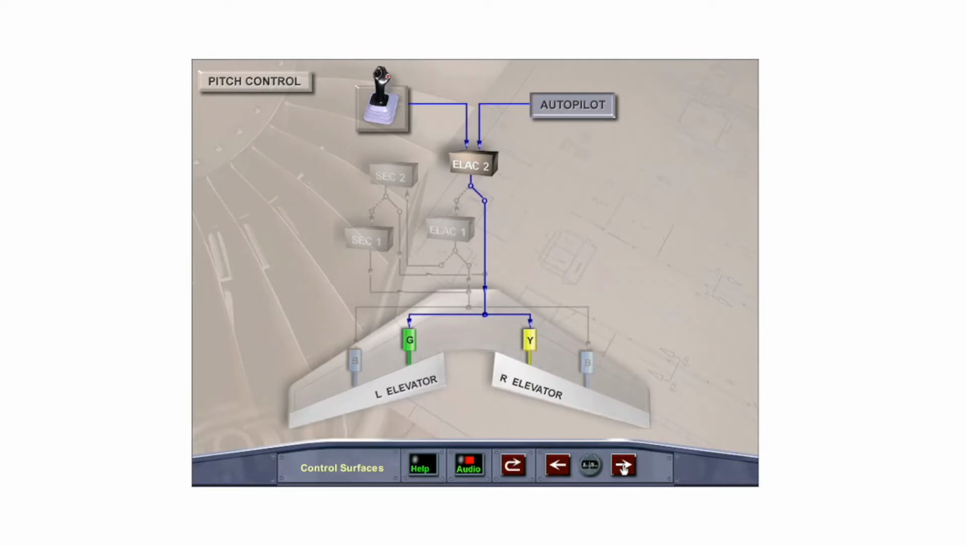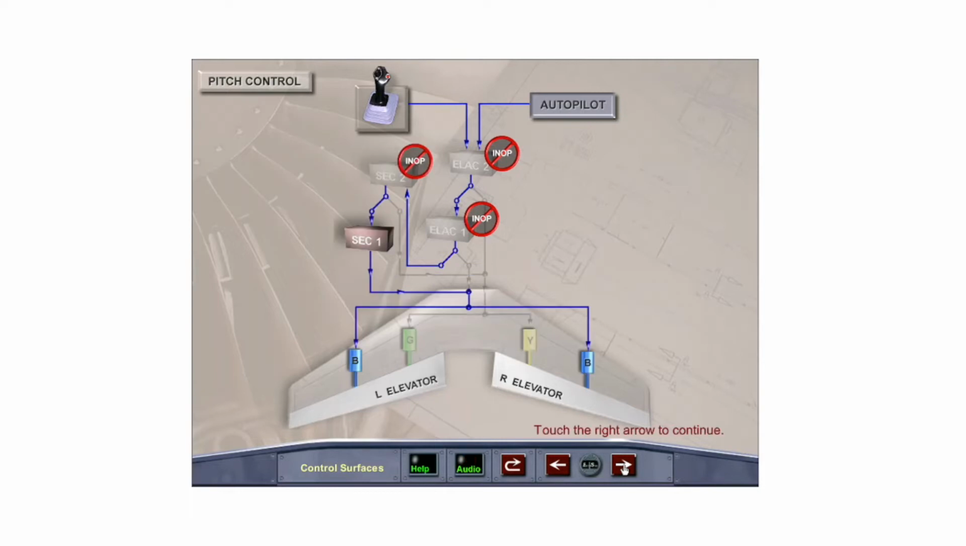For pitch control, the aircraft is equipped with 2 elevators. Each elevator has 2 hydraulic actuators powered by different hydraulic systems and controlled by its associated ELAC. Normally, ELAC 2 controls the elevators. If ELAC 2 or any of its associated hydraulic systems or components fail, control automatically shifts to ELAC 1 and its associated hydraulic systems and components. If both ELAC 1 and 2 fail, control automatically shifts to SEC 2 or SEC 1 depending on the nature of the failure.